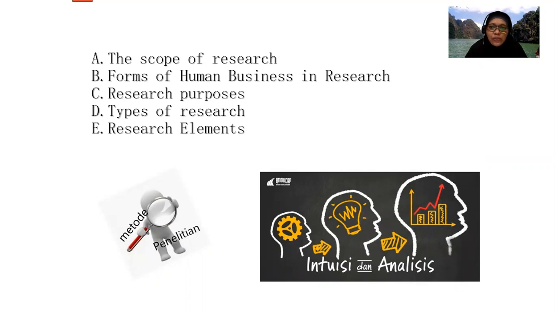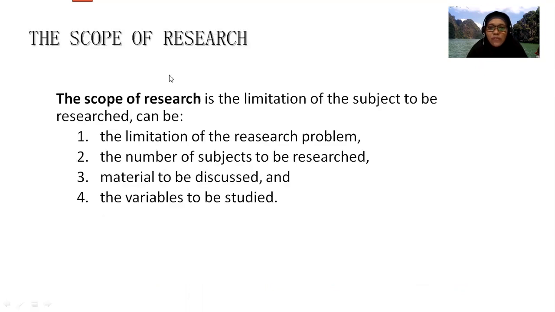Actually, this meeting we want to discuss the scope of research, the human approach in research, the purpose and type of research, and research elements. For the scope of research, we know it is a limitation of the subject to be researched. That can be a limitation of the research problem, or the number of subjects. We can also limit the material to be discussed, and limit the variables to be studied.